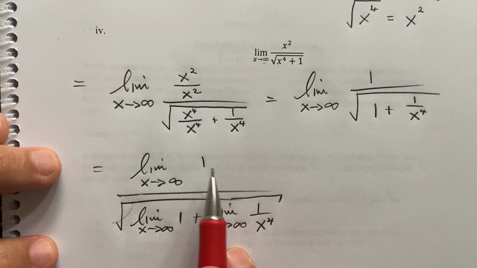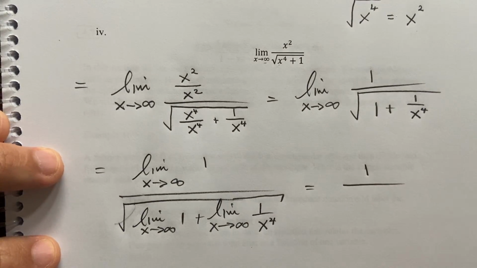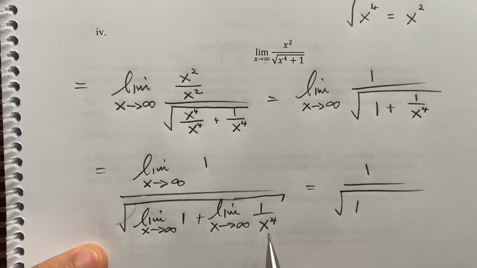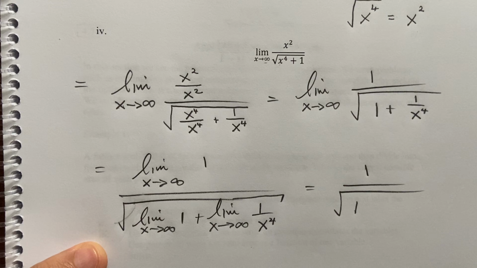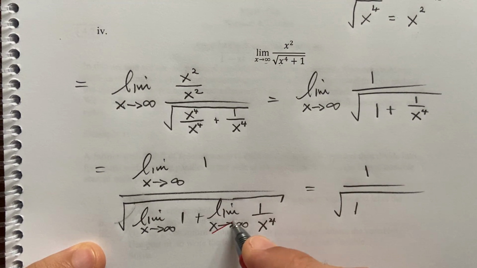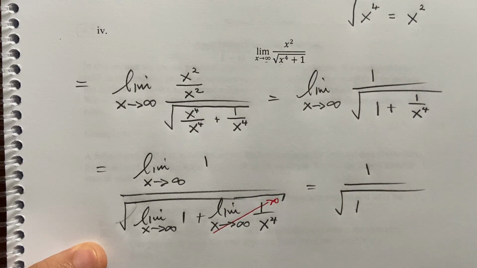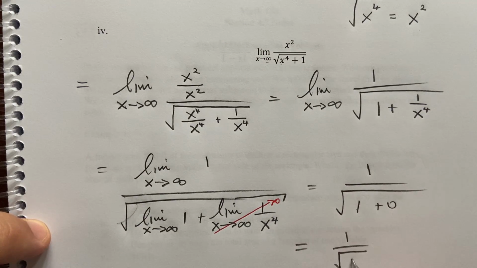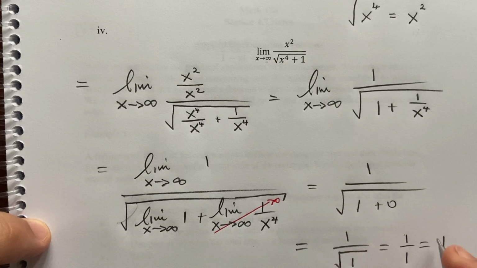So limit of a constant is just that constant. So I'll have 1 over, again, square root. Limit of a constant is that constant. So I'll have 1. And as x gets very, very large, then 1 over x to the fourth approaches 0. Right? 1 divided by very, very, very large is essentially 0. So in other words, we get 1 over the square root of 1. In other words, 1 over 1, which is 1.